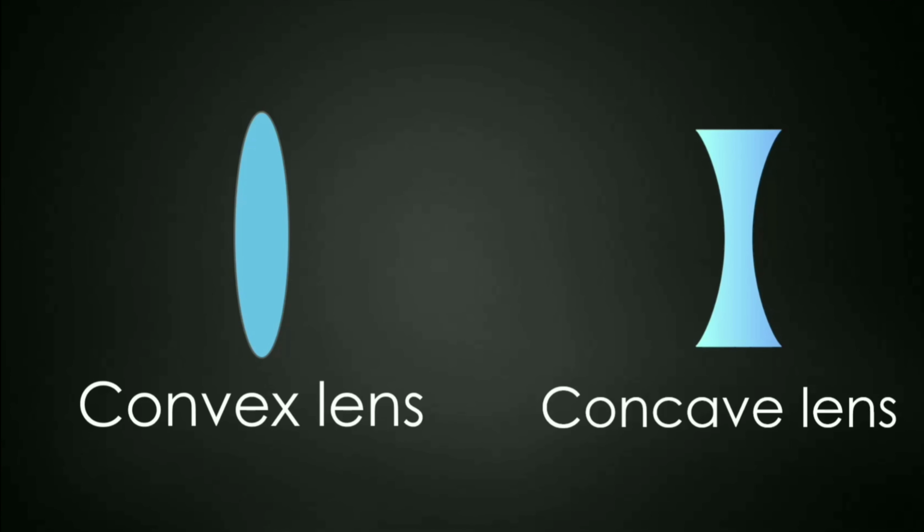In this lesson, we mainly discuss convex lens and concave lens. A convex lens is a converging lens. It converges the light rays, and a concave lens is a diverging lens. It diverges the light rays. A convex lens is bulging outwards. It is thicker at the middle and thinner at the edges. And a concave lens is thinner in the middle and thicker at the edges.